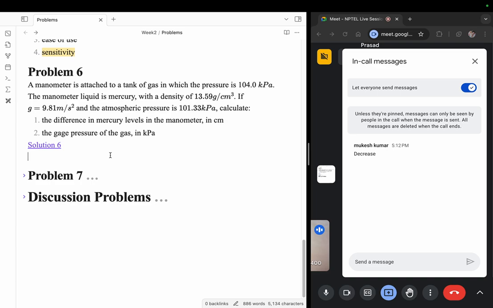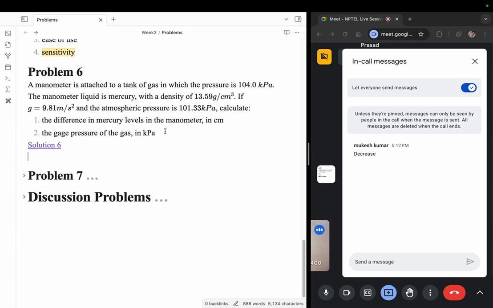The gauge pressure is defined as the pressure difference between inside the tank and the outside atmosphere. Inside tank pressure is already given as 104 and the outside atmosphere pressure is also given, so the gauge pressure is just the difference of these two. As we discussed before, if the pressure here, instead of 104, was 94 kilopascal, so the pressure inside is lower than the atmospheric pressure, then gauge pressure can actually be negative. Instead of showing a negative value, you can also write it as a positive value and write vacuum before it. So you can say a vacuum pressure of 2 kilopascal, which means the pressure inside is less than atmospheric pressure by 2 kilopascal.